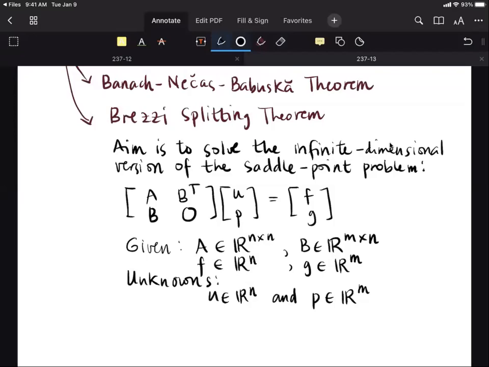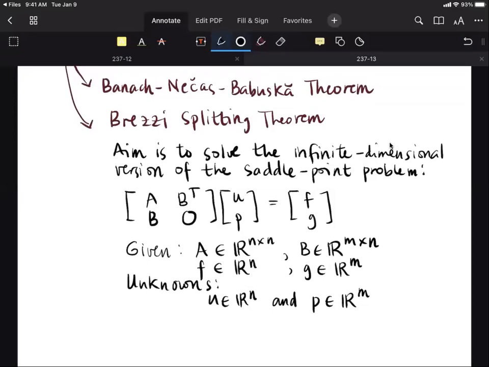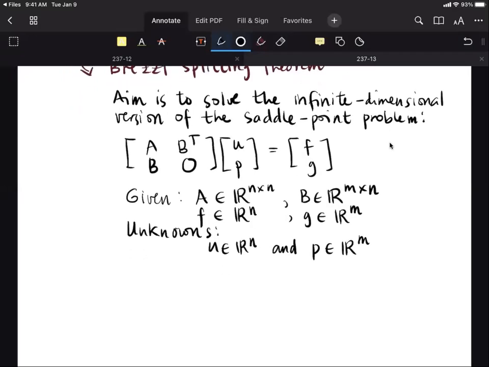So here it is called a saddle point problem because this matrix may have negative eigenvalues and positive eigenvalues. This is in contrast to, let's say, the Banach-Nečas or the Lax-Milgram theorem, where the eigenvalues are all positive. Here you can have negative eigenvalues.